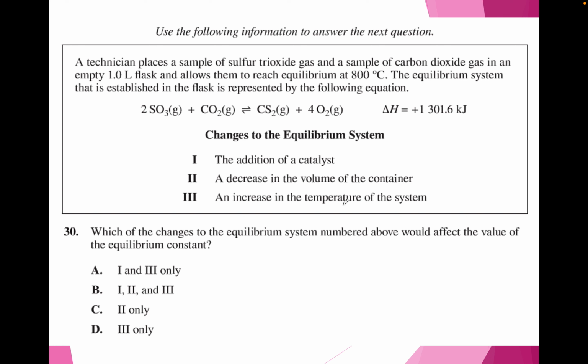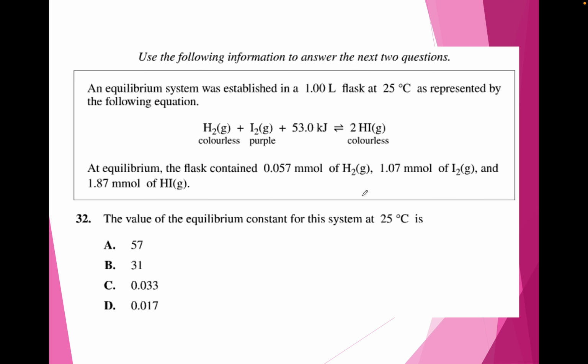So moving on to our next question, which of the changes of the equilibrium system numbered above would affect the value of the equilibrium constant? So again, the only thing that could affect it is temperature, whether it's an increase or a decrease. So the answer is D.